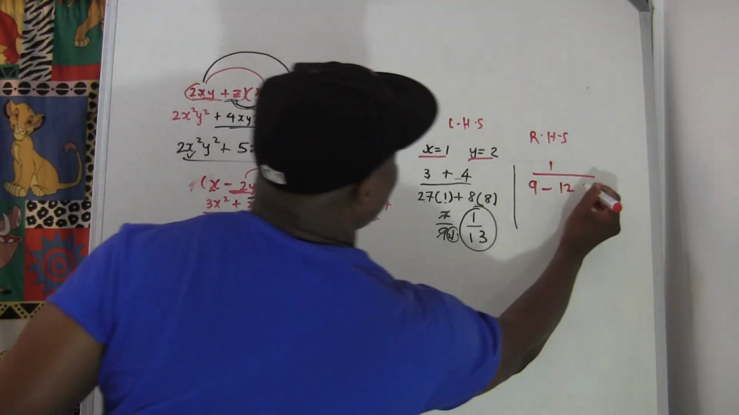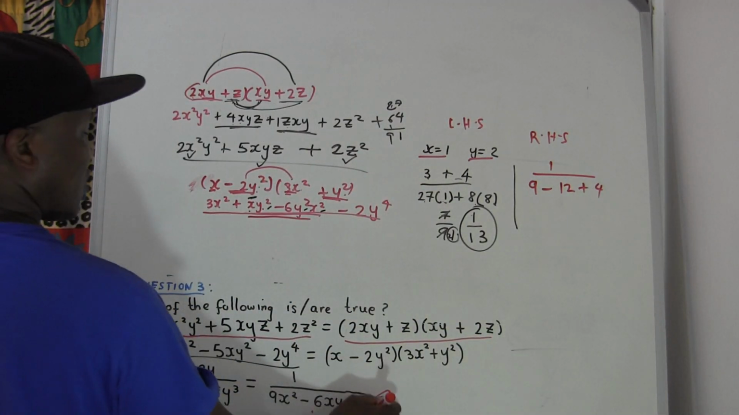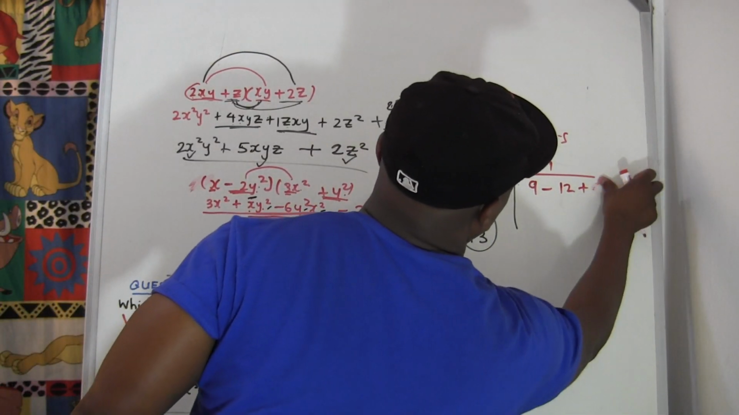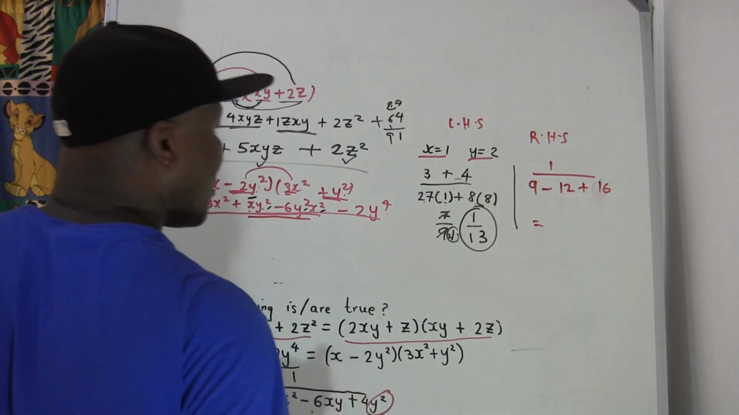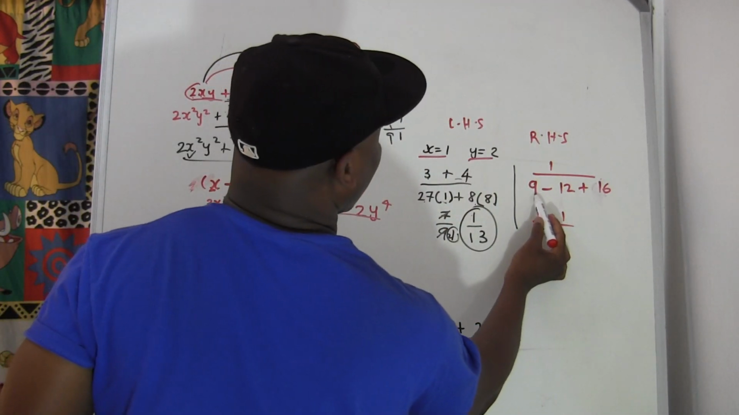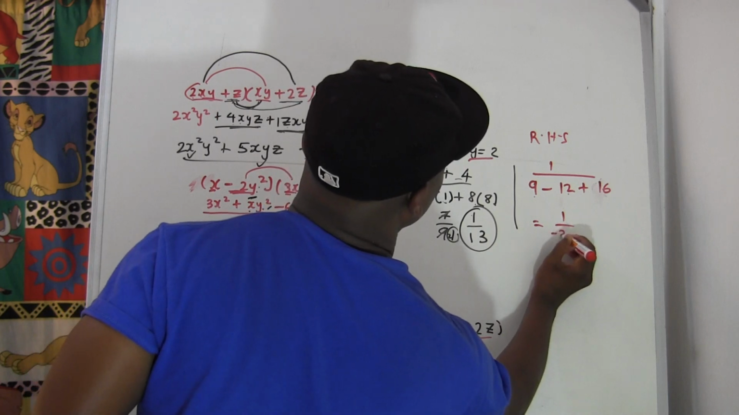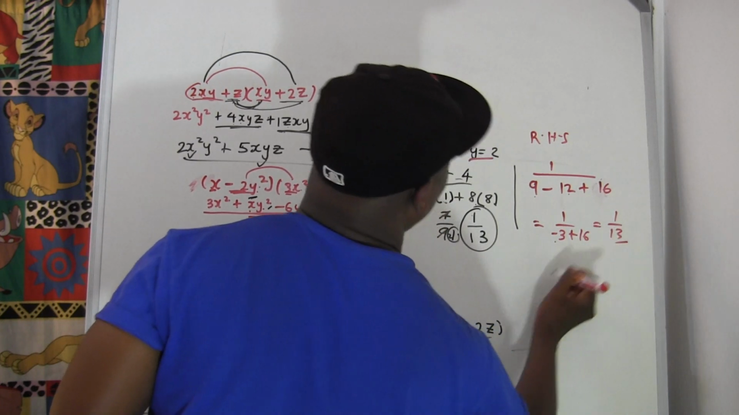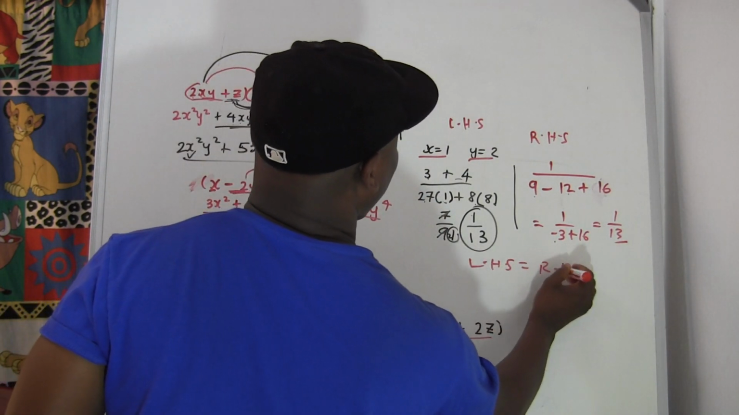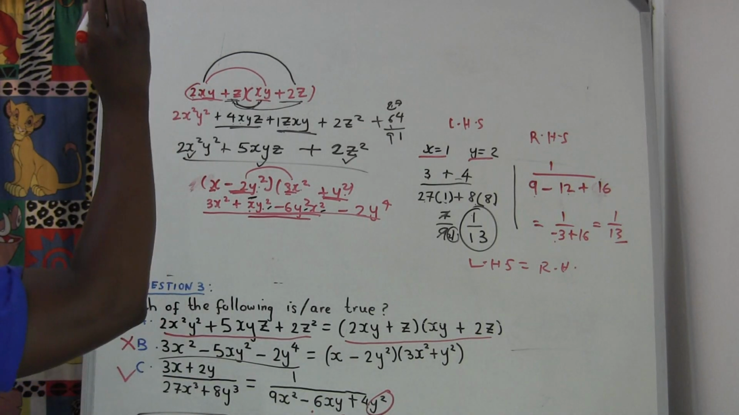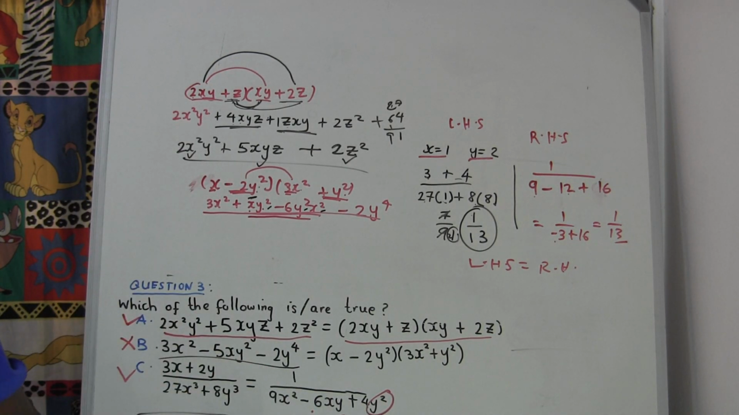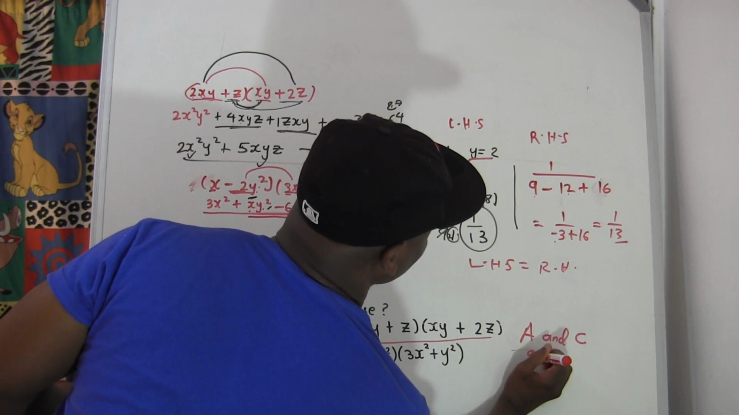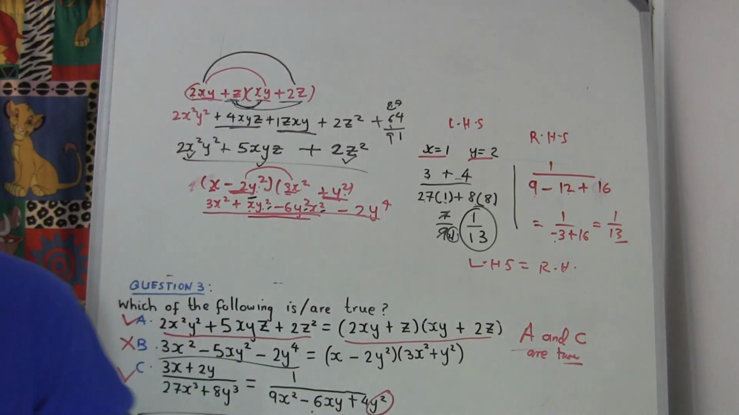Now we come here, plus 4 times y squared. What is y? y equal to 2. So 2 squared equal to 4. 4 times 4 equal to 16. So I can write here 16. So now we say 1 over 9 minus 12 equal to negative 3, plus 16, so 1 over negative 3 plus 16 equal to 13. So left hand side equal to right hand side. So this is true. So A and C are true. So for this case, A and C are true. So in our options, it's going to be option 2.